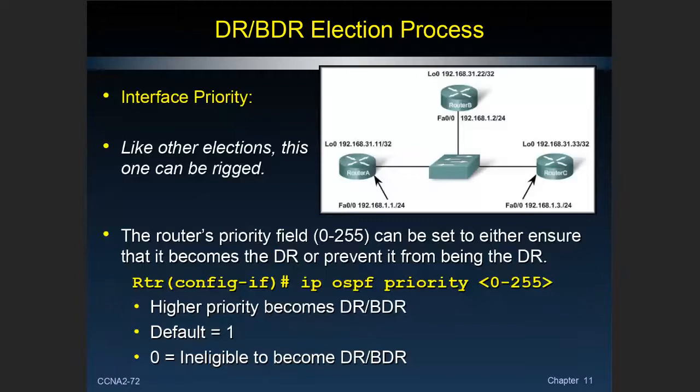Okay, so interface priority. This is an alternative method. I can go to the interface ports on these routers and manually designate an interface priority, default one. I can change that to a higher number, and it'll become more desirable to become the designated router or backup designated router. I can make it zero, and it can never become a designated router. Like other elections, this one can be rigged. What did Stalin say? You do the voting and we'll do the counting. Stalin was the guy in Russia 100 years ago. So you can force the outcome.